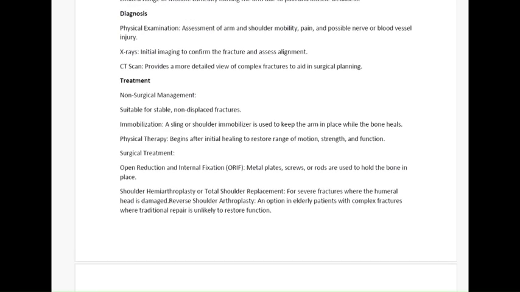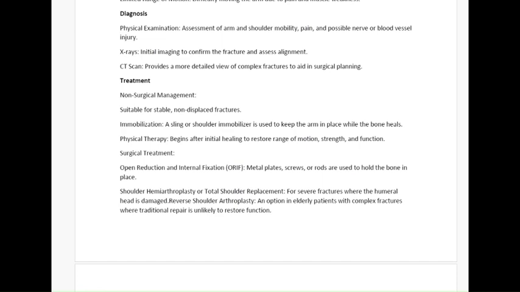In diagnosis, we can do a physical examination to assess the arm and shoulder mobility, pain, and possible nerve or blood vessel injury. Also, we can do the X-ray, the initial imaging to confirm the fracture and assess alignment. CT scan provides a more detailed view of complex fractures to aid in surgical planning.